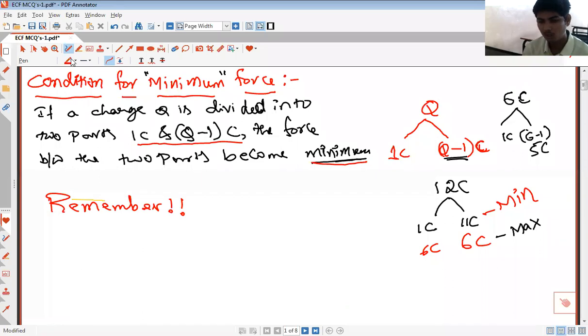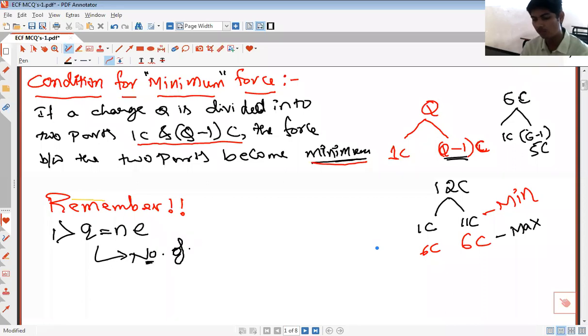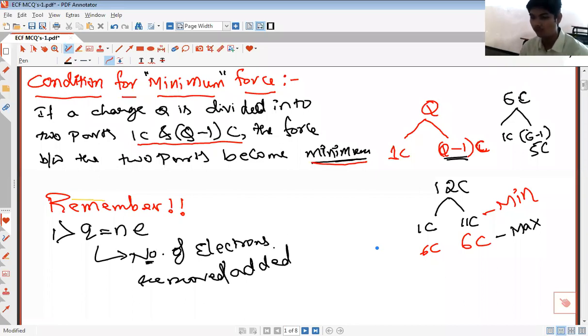See, the first thing that you need to remember is the quantization rule. Q is equal to N into E. This is known as the quantization rule. The charge on a body always exists as an integer multiple of the charge on a proton or the charge on an electron. This formula must be used to calculate the number of electrons removed or added to a body. If you come across a problem where you are asked to calculate the number of electrons added or removed, you must make use of this formula. Q is equal to N into E.